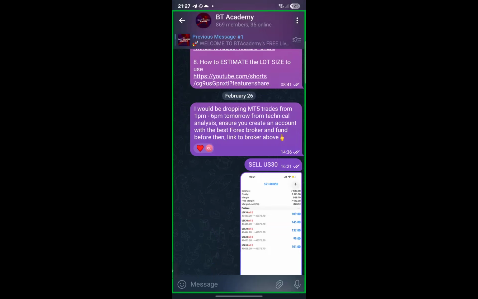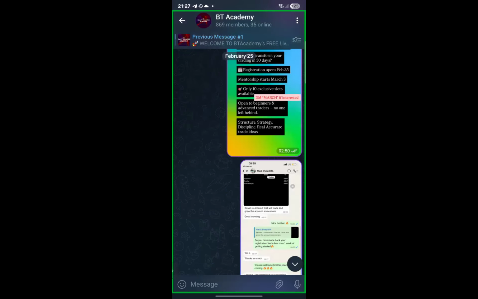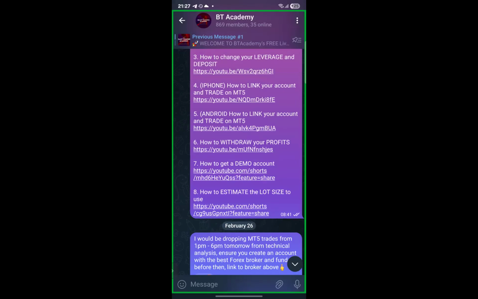If you look at this thing here, you'll notice that the eighth video here is how to estimate the lot size to use. Remember I told you lot size determines how much you lose or how much you win if you hit TP or stop loss. Just look at lot size like the percentage of your account which you want to risk in a trade.